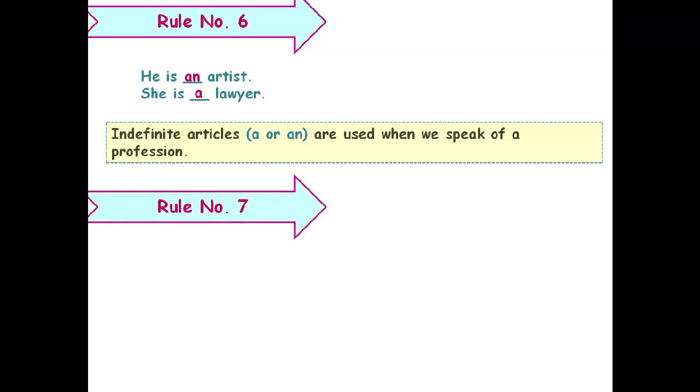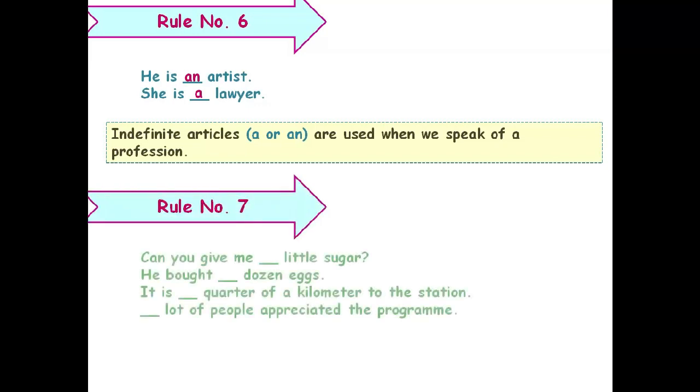Okay, let's see rule number 7. There are certain sentences over here. We are going to answer them one by one. The first one: can you give me dash little sugar? Note down your answers, children. Yes, the answer is: can you give me a little sugar? Next: he bought dash dozen eggs. Now, only if you have to use an article here, what will you use? You will use a dozen eggs.